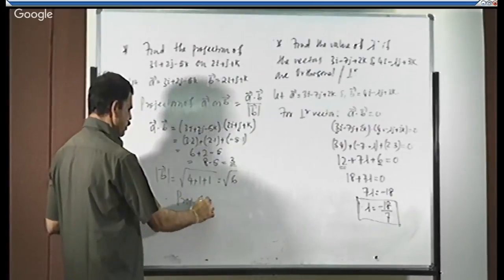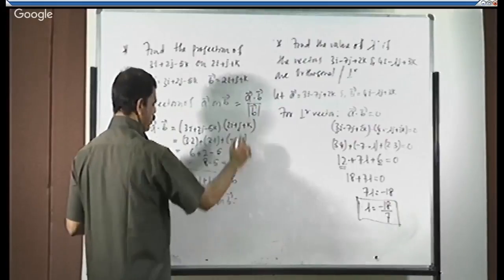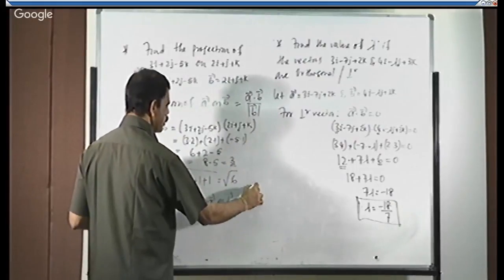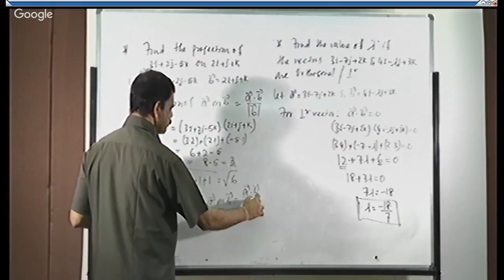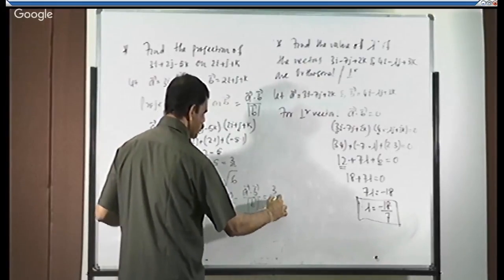Therefore, the projection of A on B is, what is the formula? You can rewrite it, otherwise directly write the values. So A dot B is 3 divided by root 6.